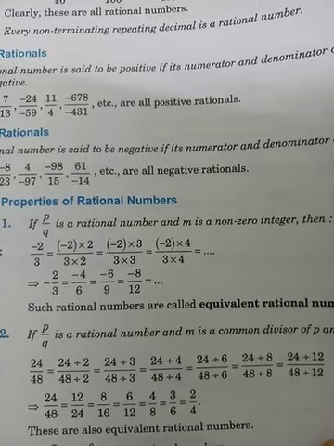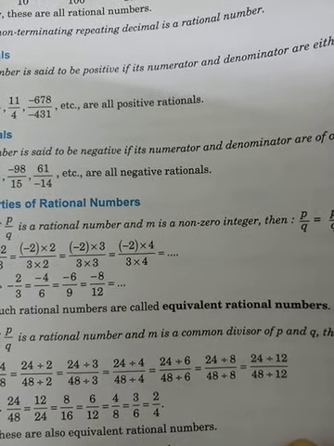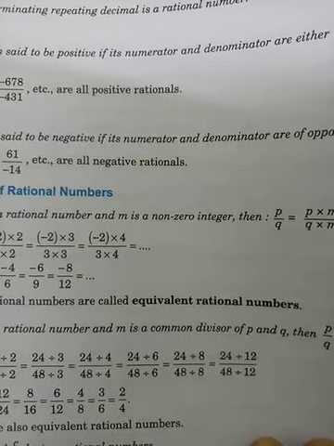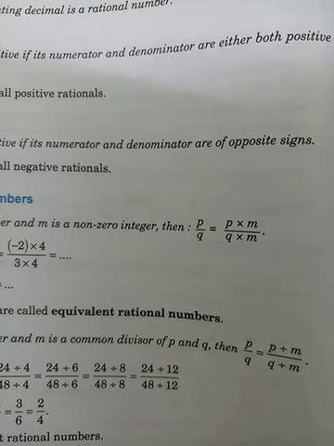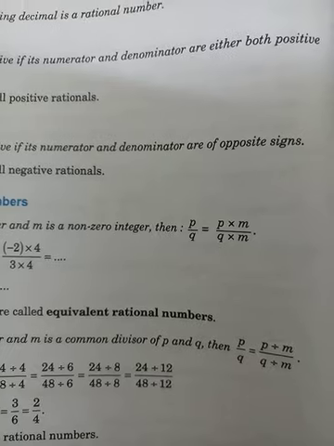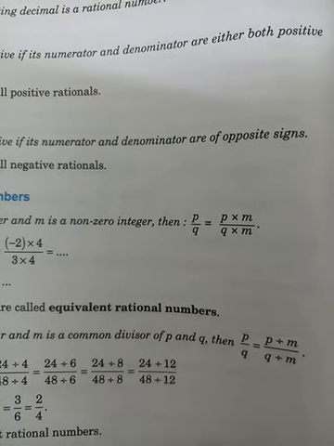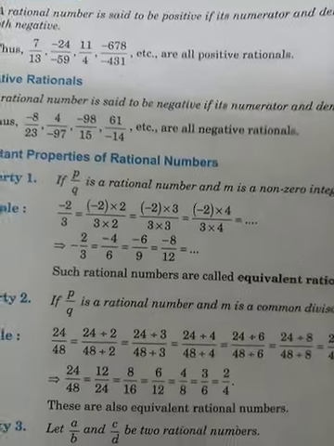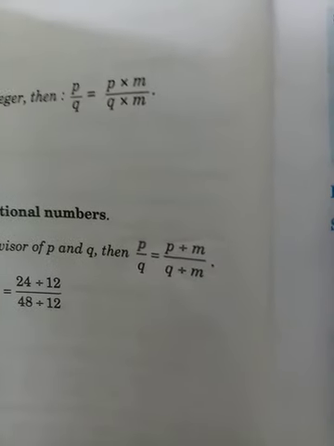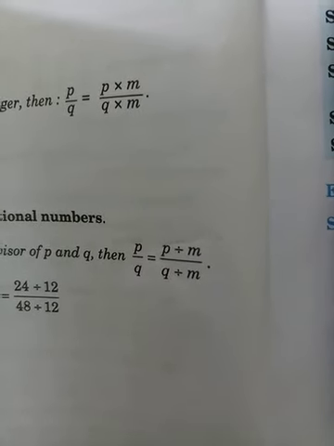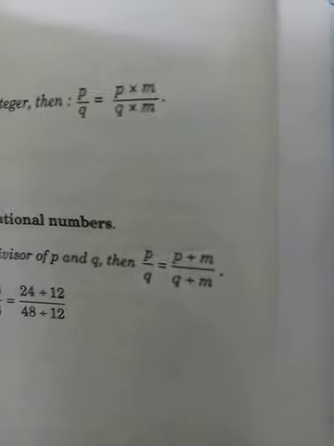Properties of rational numbers. If p by q is a rational number and m is a non-zero integer, then p by q is equivalent to p into m upon q into m. Similarly, we have it for division as well: p by q is equal to p divided by m upon q divided by m. Let's have a look at an example.